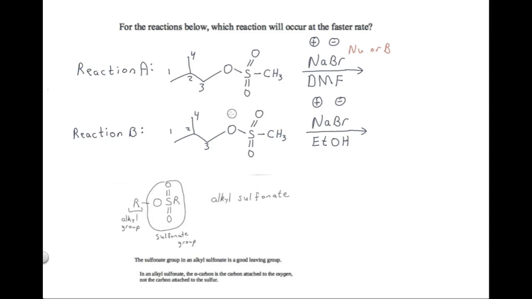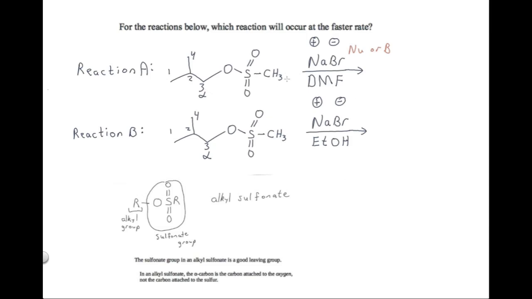These molecules are called alkyl sulfonates. Here's the general structure of an alkyl sulfonate. The sulfonate group is a good leaving group. In an alkyl sulfonate, the alpha carbon is the carbon attached to the oxygen. So carbon 3 is the alpha carbon here, and carbon 3 is the alpha carbon here. This is not the alpha carbon because it's attached to the sulfur, not to the oxygen.